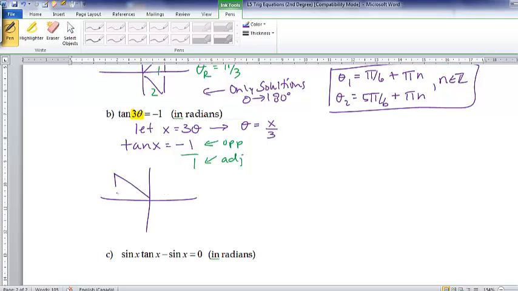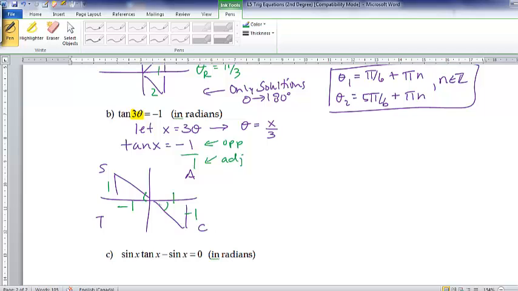Example 5: solve tan x equals 1 for all real solutions. So again, let's think about this one. Now this one's a little bit tricky. When you think about tan x equals 1, so I isolate the trig function, that's done. Okay, so now to find my reference angle, we've got a special triangle.